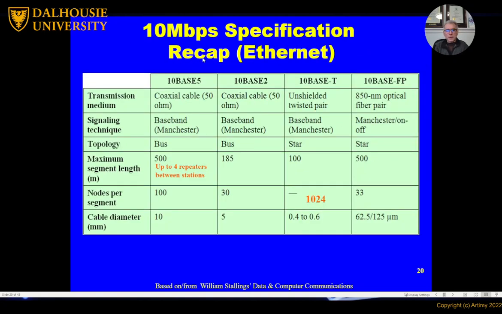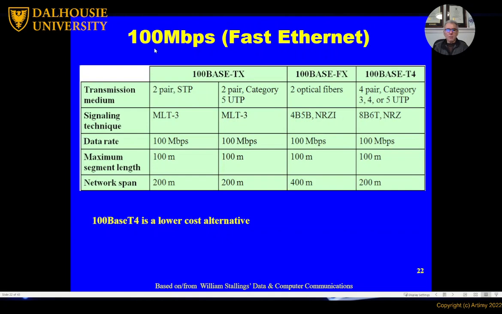After the 10 megabits per second specification came what is commonly known as fast Ethernet. The fast Ethernet allowed 100 megabits per second. And there is no coaxial anymore, so it came with twisted pair or fiber. The T is for the twisted pair and the F is for the fiber. And we can have two kinds, shielded twisted pair or unshielded twisted pair. The unshielded is usually cheaper.